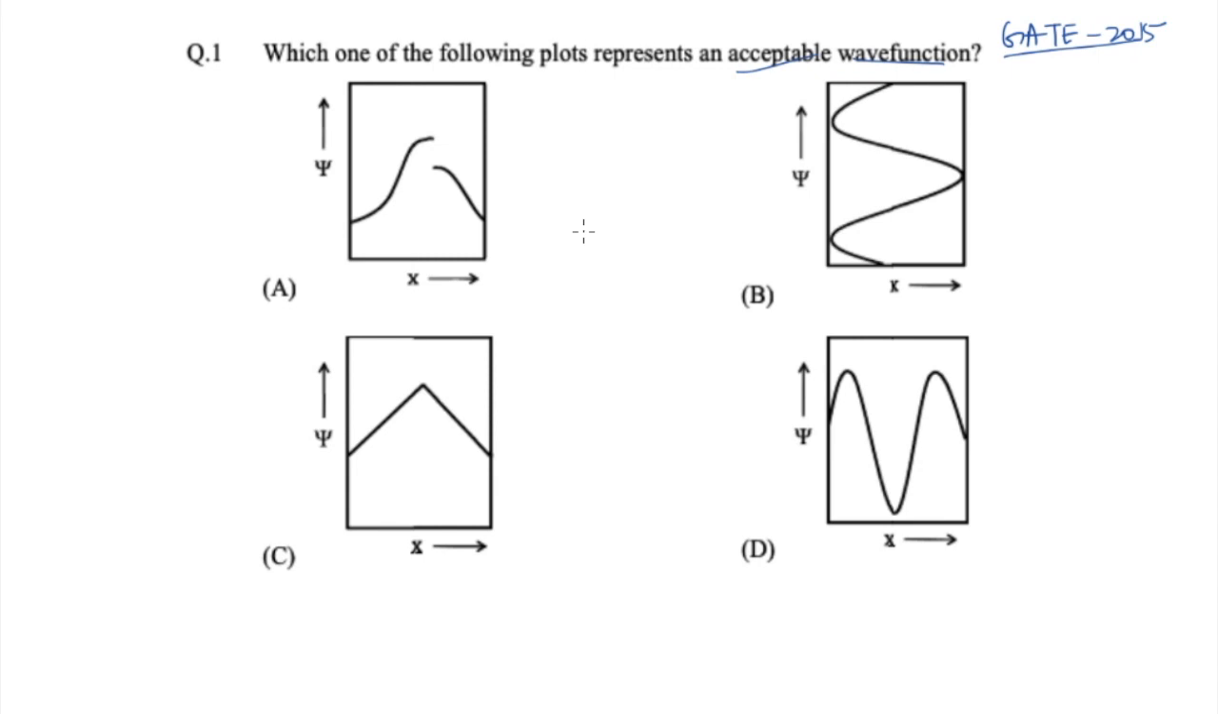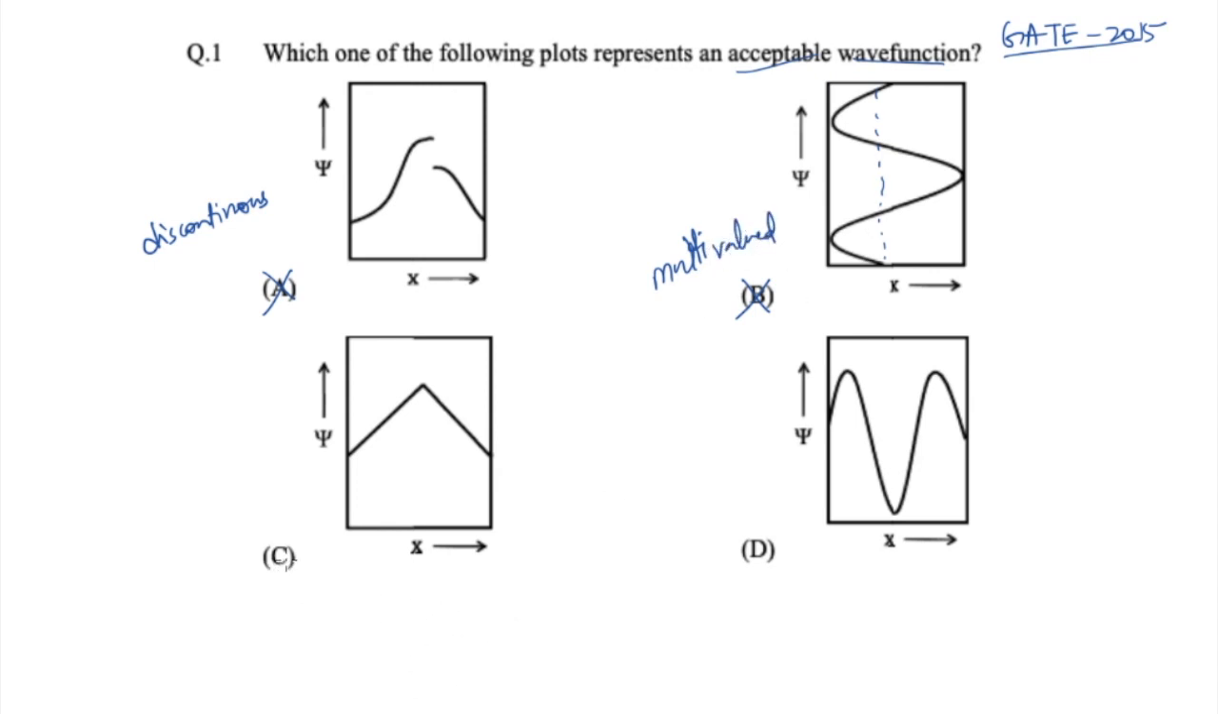Now you can look at the options and you can easily see that option A is not acceptable. Why? Because it's a discontinuous wave function, right? It's not a continuous wave function, that's why it is not acceptable. Talking about option B, that is also wrong. Why? Because this is a multi-valued wave function, right?